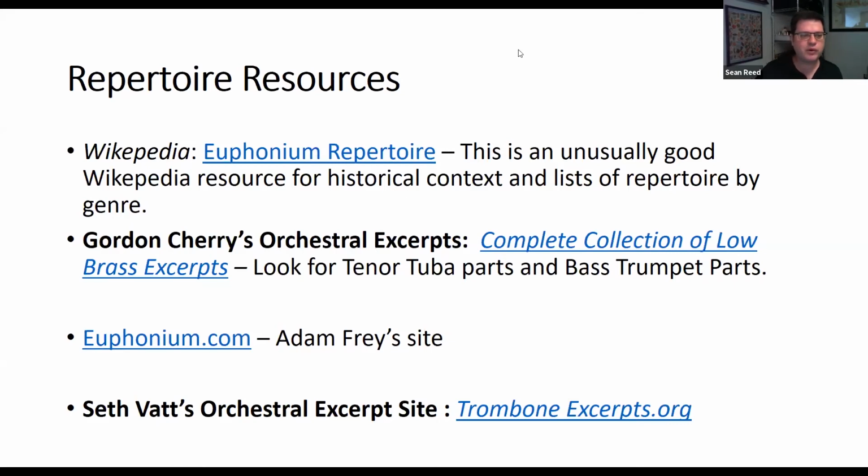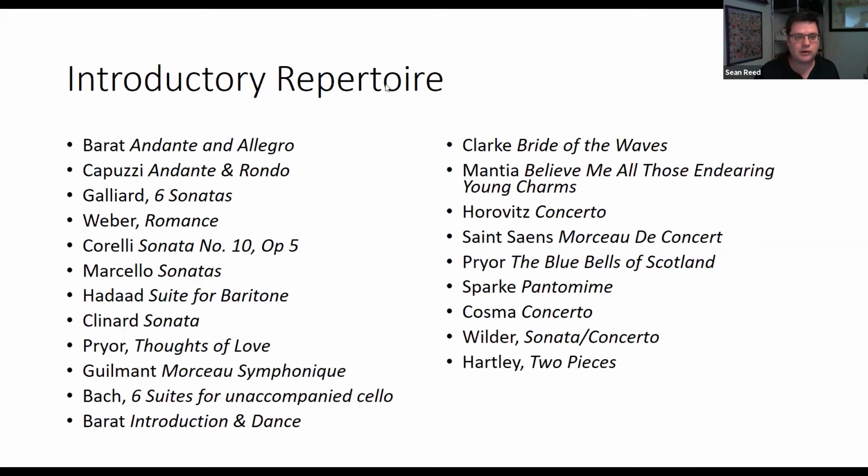Wikipedia, often we mention just that there's a Wikipedia article about something. This one's a very good one. I would highly recommend you just sit down and read this. People who play euphonium are very passionate, and they don't do anything halfway. And this article is amazing. It's got historical context, lists of repertoire by genre that I mentioned today. It's more or less congruent with what I said. And it's just a good resource to send your students. Just have them read about their instrument and learn about it.